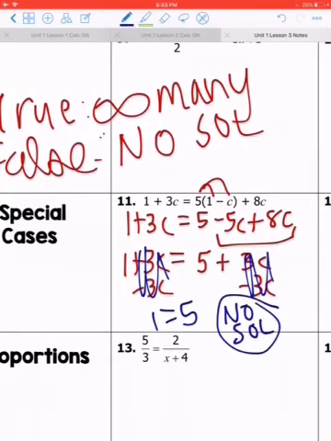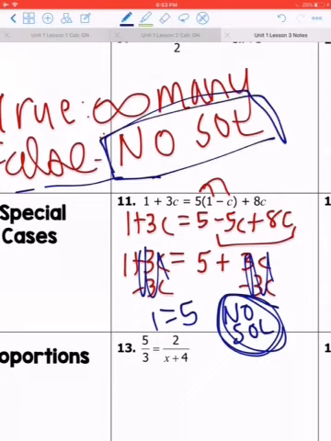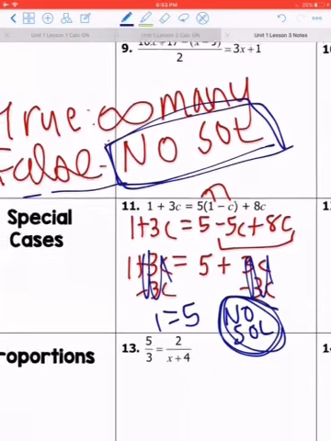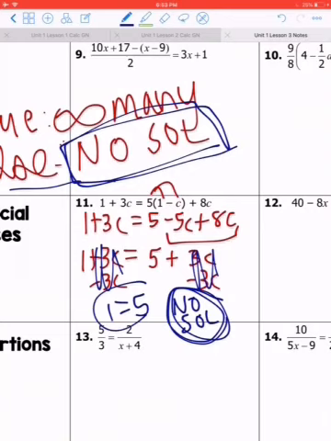The answer is not false, okay? That's just what you say when you get a false statement. The answer is no solution. So don't just say false. Don't just leave it at 1 equals 5, okay? That's not an answer. No solution is the answer.